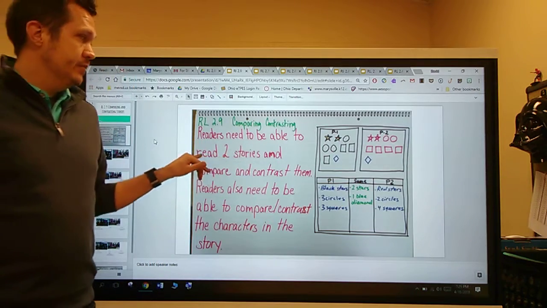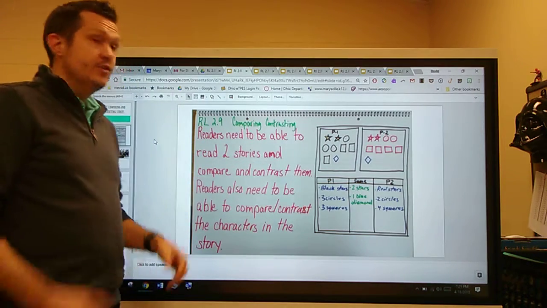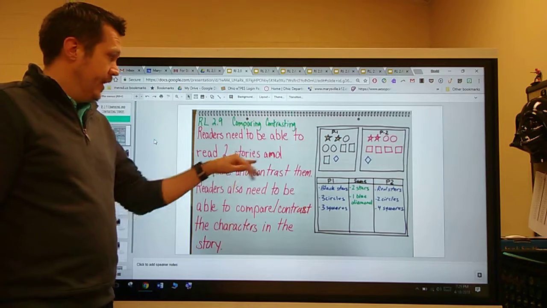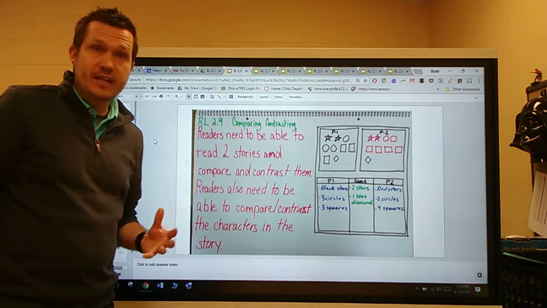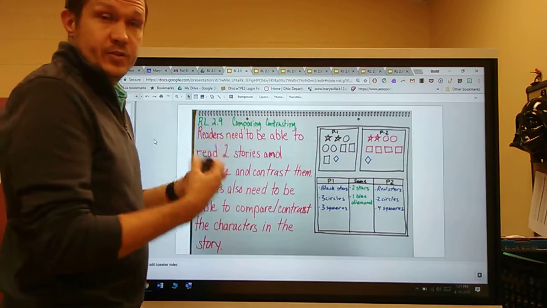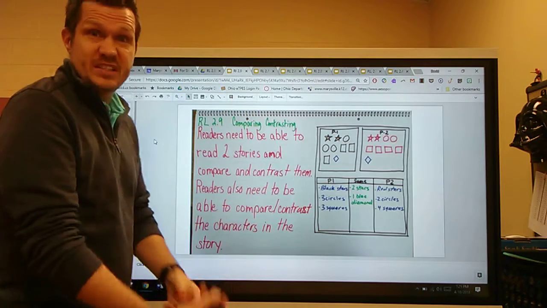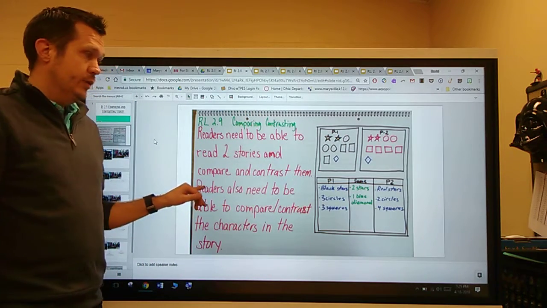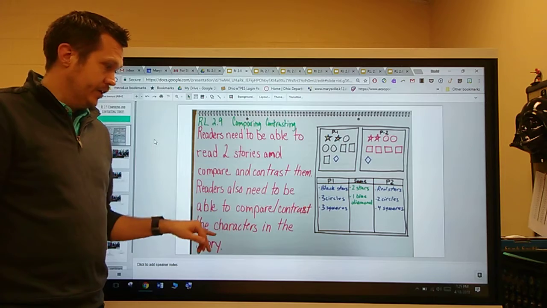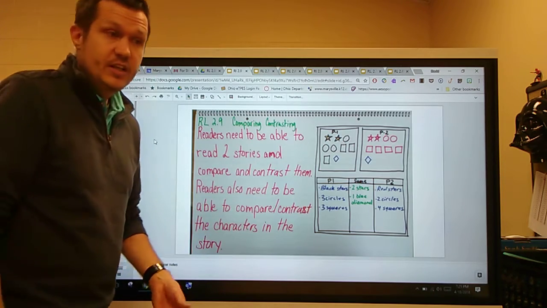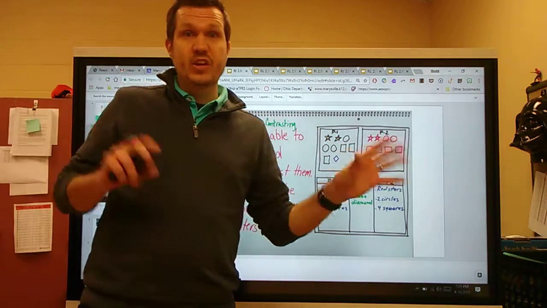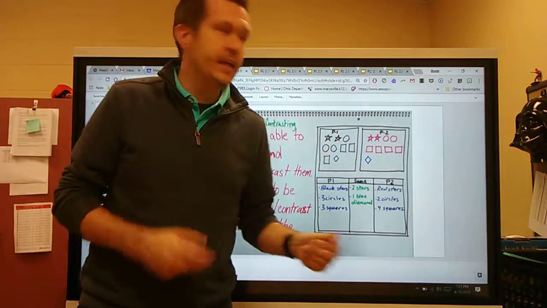So readers need to be able to read two different stories. Okay, usually they're similar stories to some degree. And you need to be able to compare and contrast them, which means tell what the two stories have the same and what's different about them. Okay? Readers also need to be able to compare and contrast the characters in the story. So not only do you have to be able to compare and contrast the stories themselves, but also the characters.